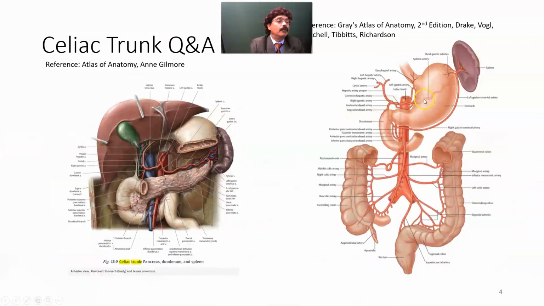Okay, again we have the splenic artery here. This is the left gastroomental artery, also called the gastroepiploic artery, and this is the right gastroomental artery, also called the right gastroepiploic artery. This is a branch of the gastroduodenal artery. Okay, and this is the left gastric artery. This is the common hepatic artery.